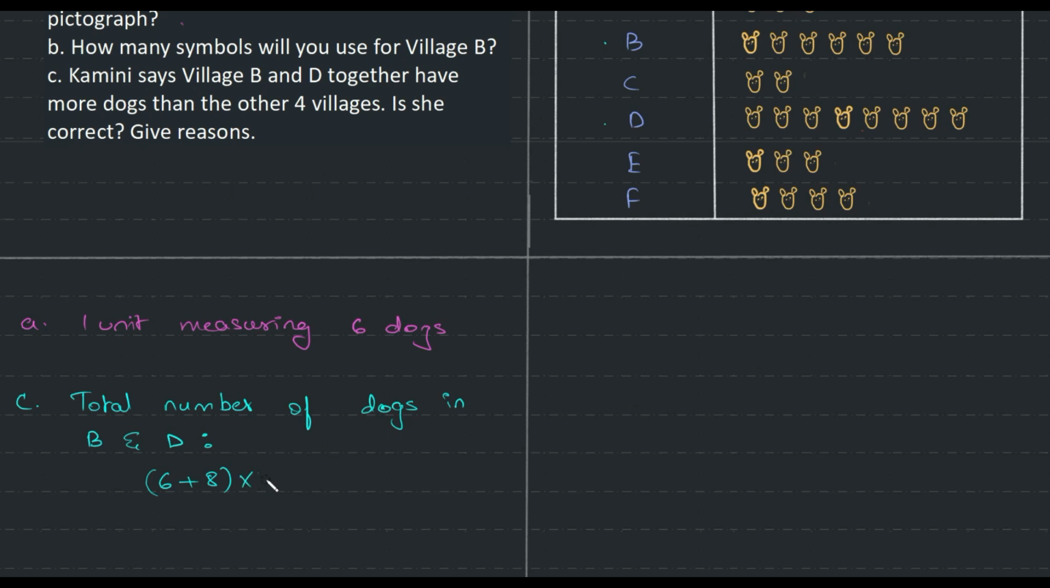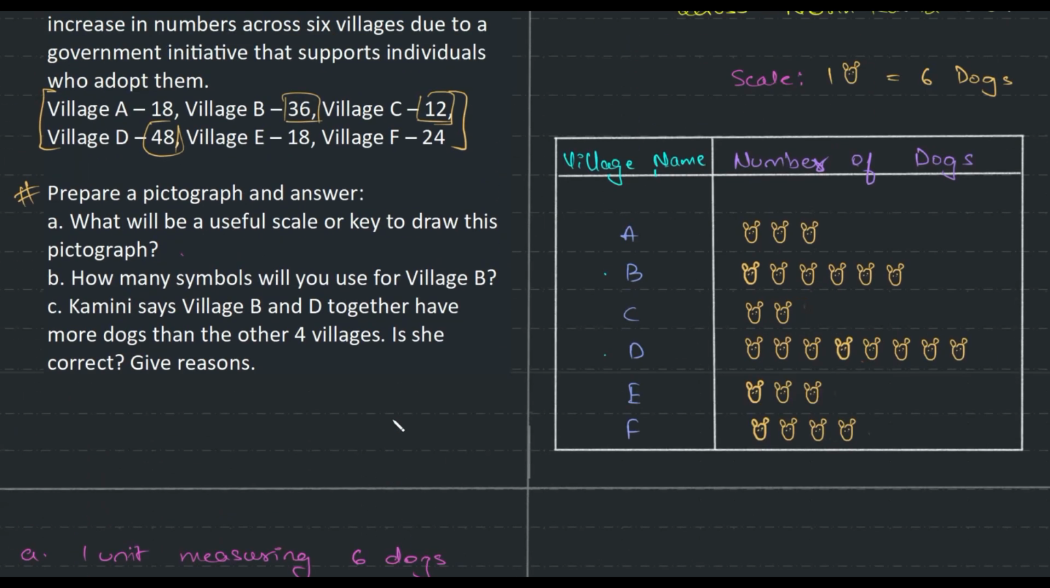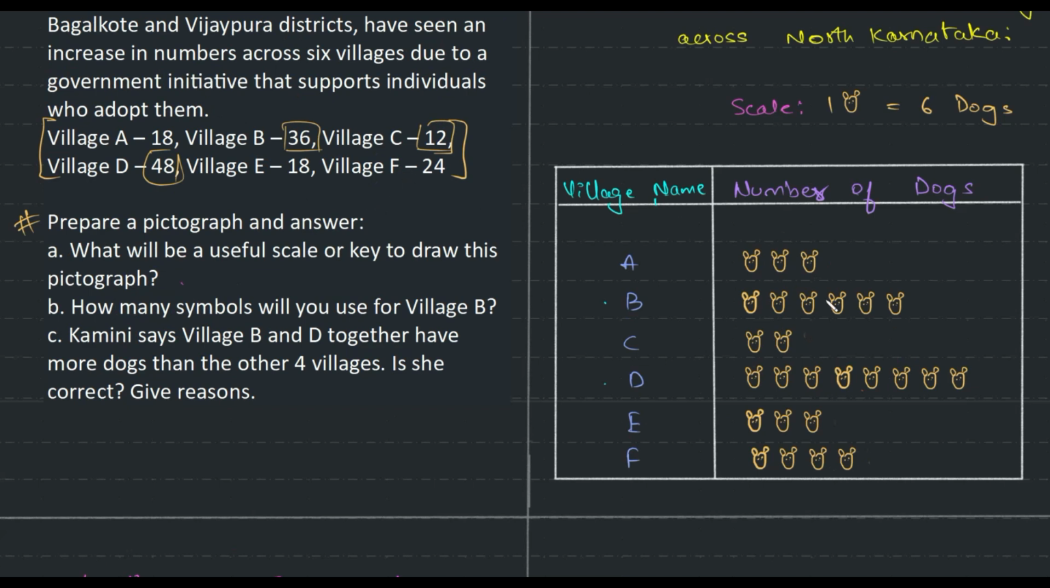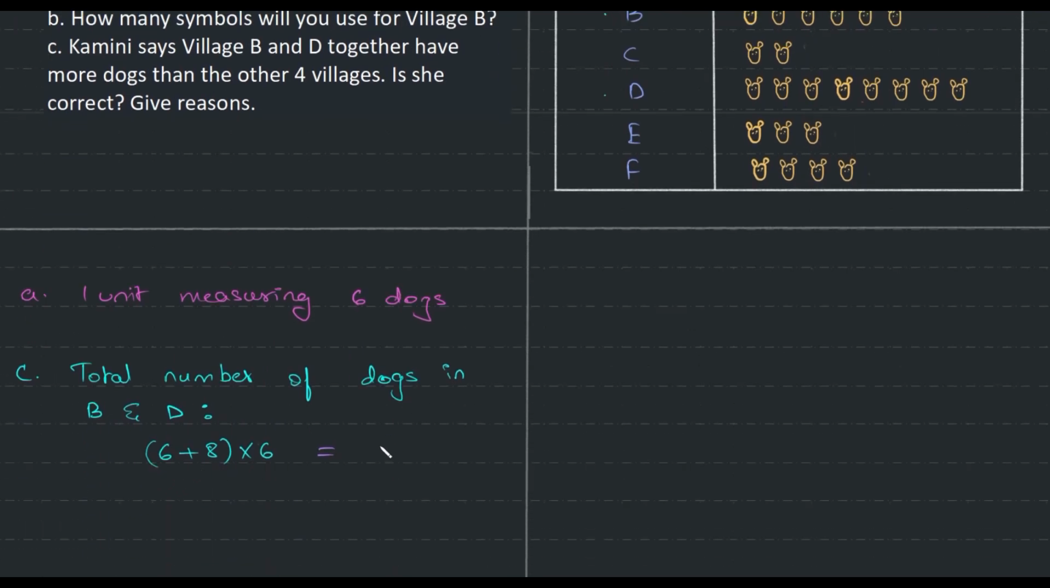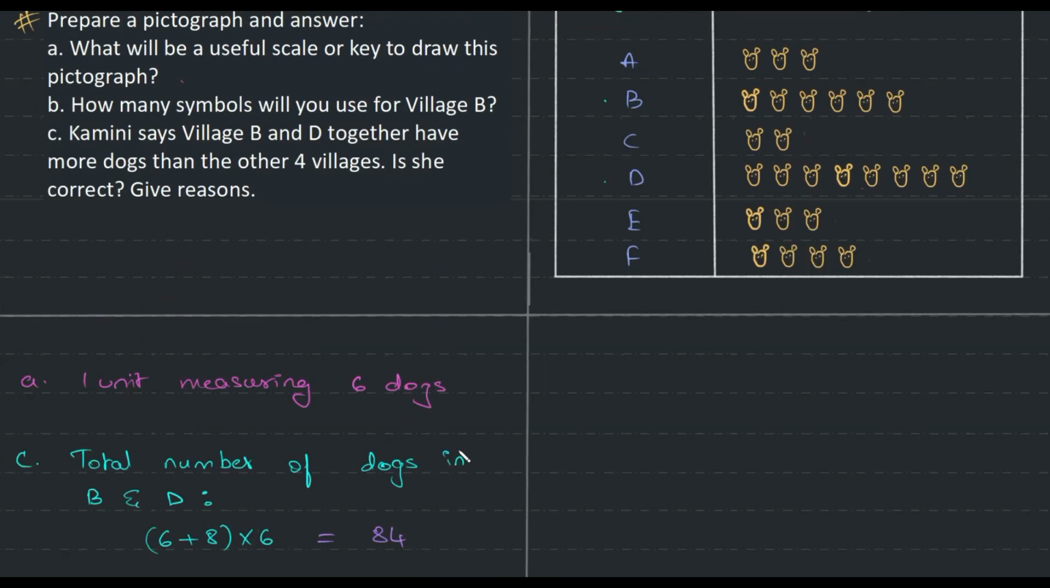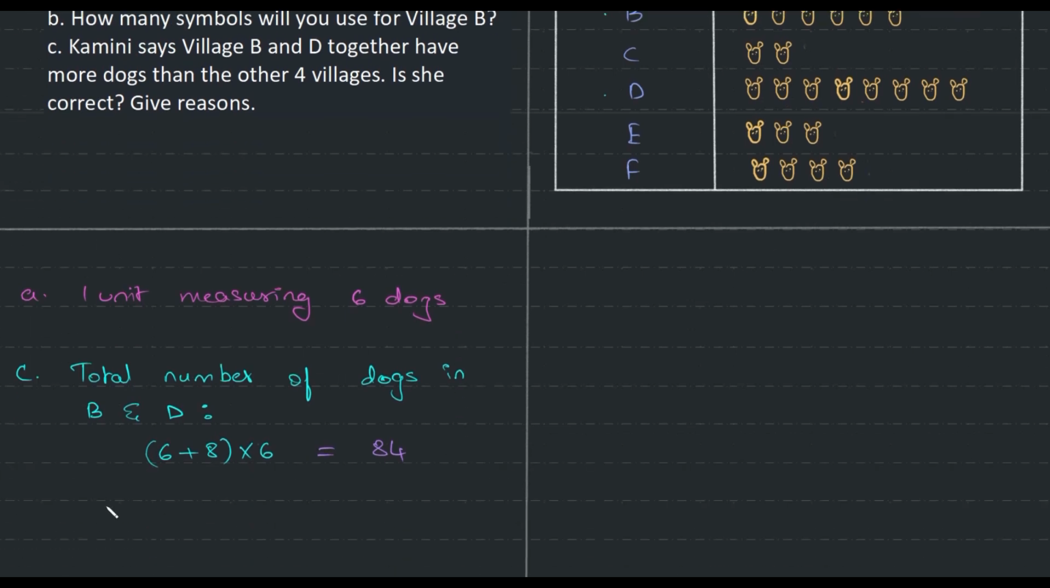If I have to use a pictograph, why am I doing this? 6 plus 8 will give me the total number of units of dogs basically. Into 6 I have to do it because of the scale, or I can just go over here and add it up. Even that is okay, but let me use this. So we have 14, right? Then 84. Okay. Then we have other 4 villages.